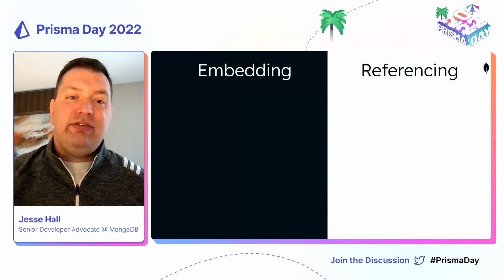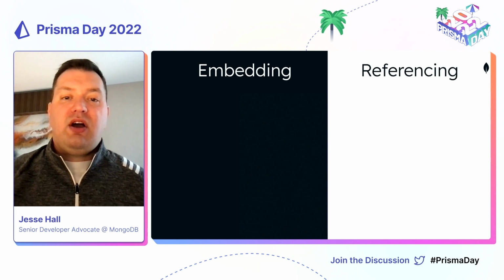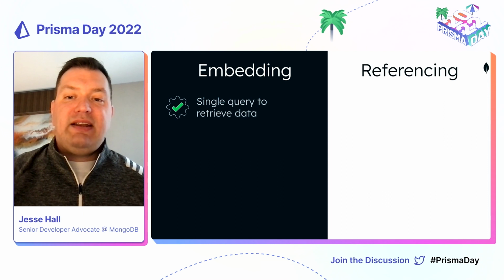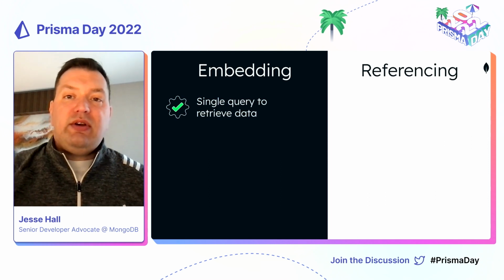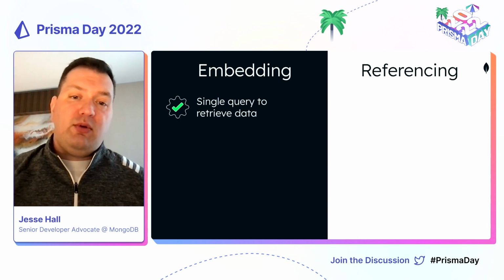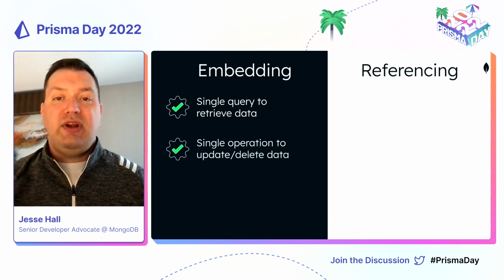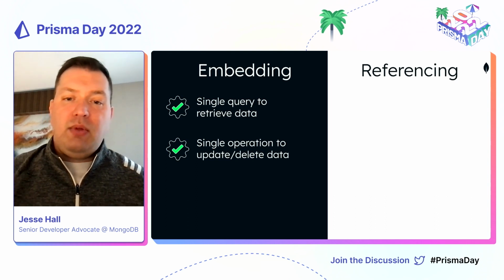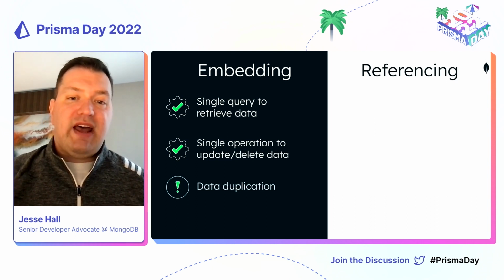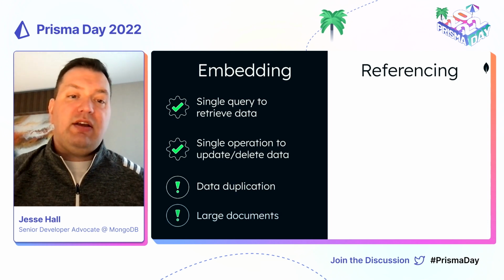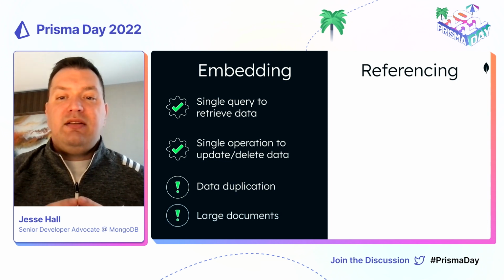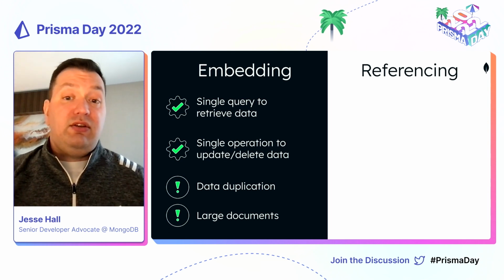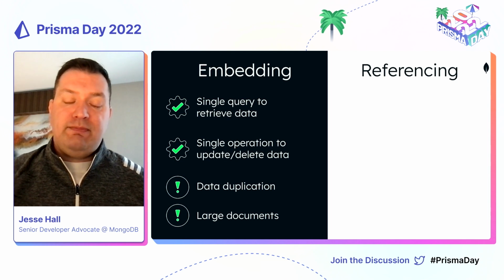Next, let's look at embedding versus referencing. We're going to look at some pros and cons between these in MongoDB. So in embedding, when you embed data, you can use a single query to retrieve the data, and this is much more performant. You can also use a single operation to update or delete data, reducing the amount of writes needed. But you will likely have duplication of data and possibly larger documents. But remember that data duplication, though, is not necessarily a bad thing. Depending on the use case, it could actually be more efficient.